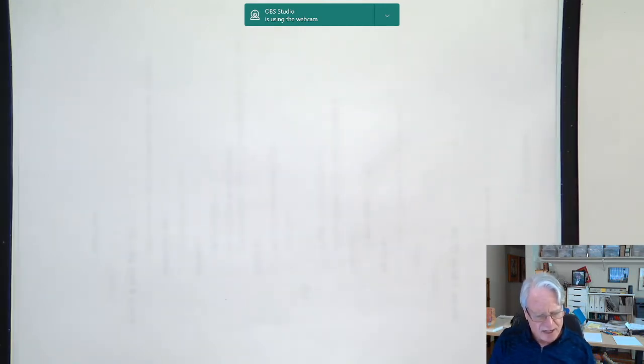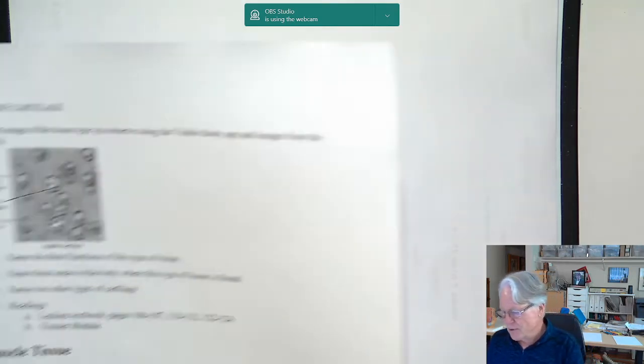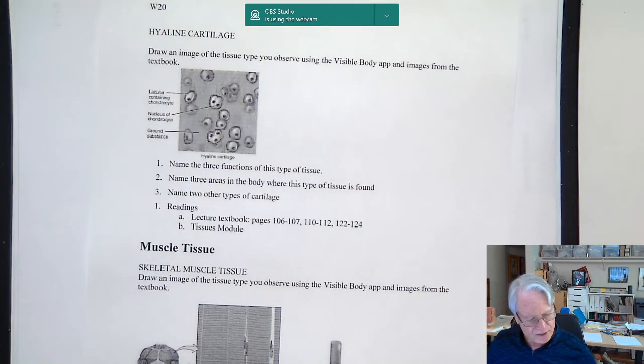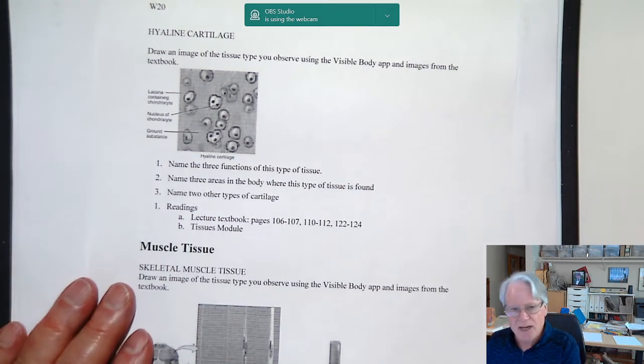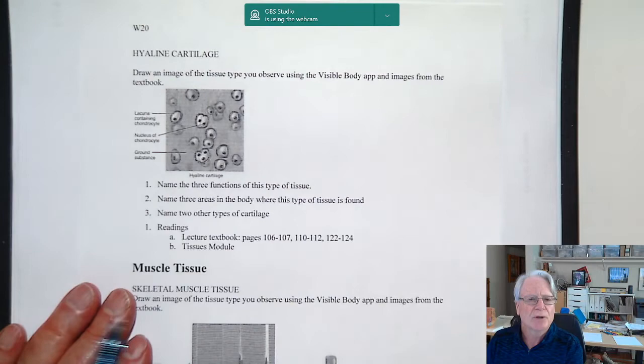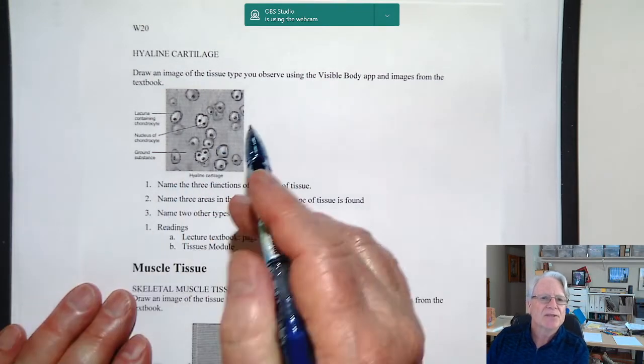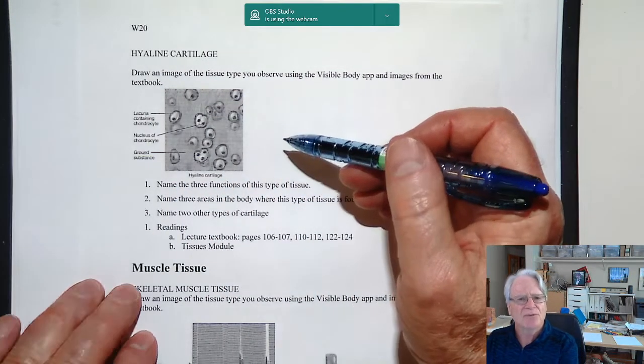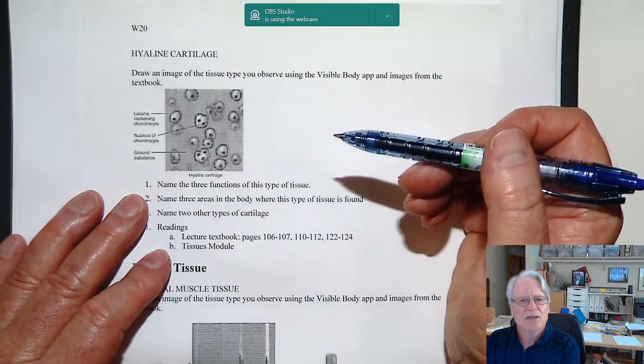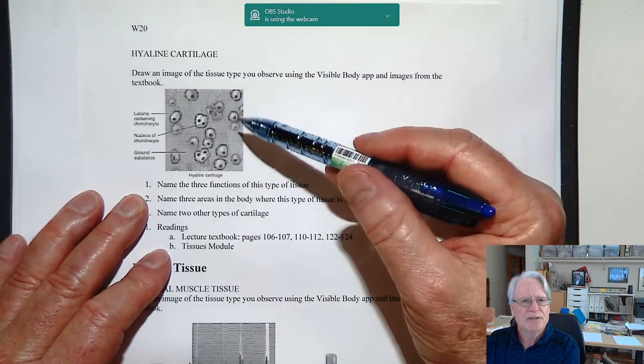Finally, the last type of tissue, actually, is it the last type? I think it is. No, I don't think it is. So finally, the last type of connective tissue that we're going to look at in the lab is cartilage. Now, there are 3 different types of cartilages that we find in the human body. This is the most abundant.